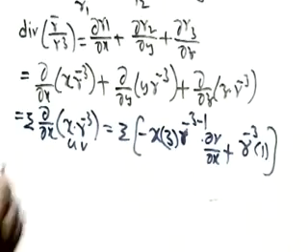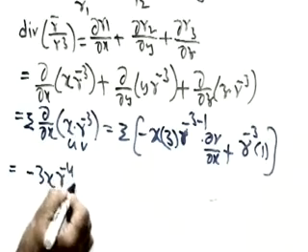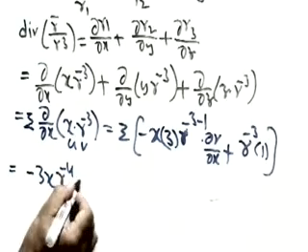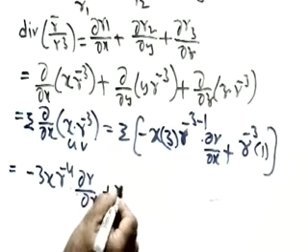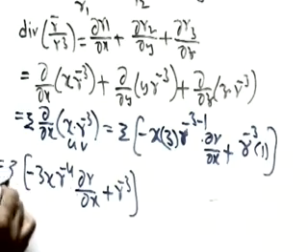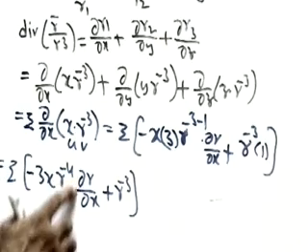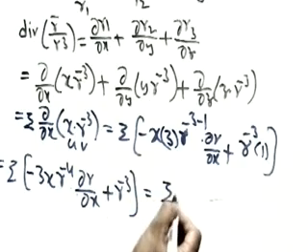So let me expand this for 3 terms. You see here, watch carefully. This is minus 3x r power minus 4 dou r by dou x plus r power minus 3. Let me do one step more. This is sigma. So what is dou r by dou x? This is x by r. Let me write this x by r.